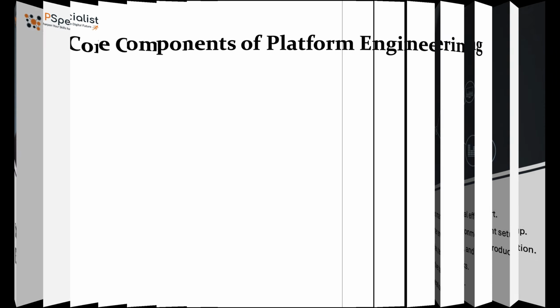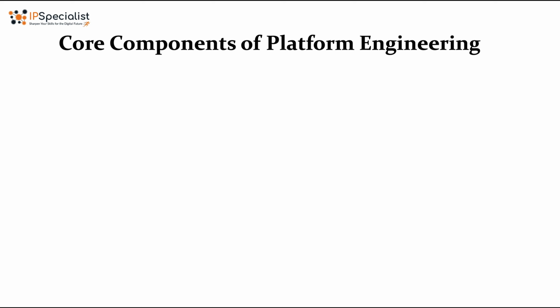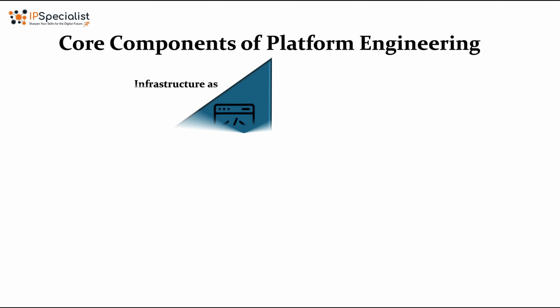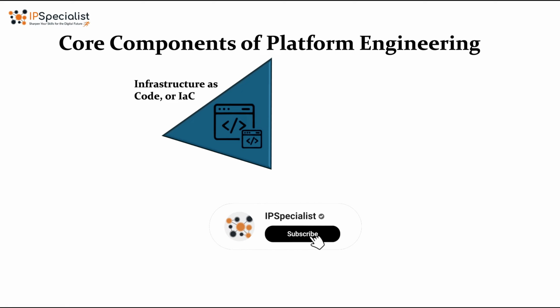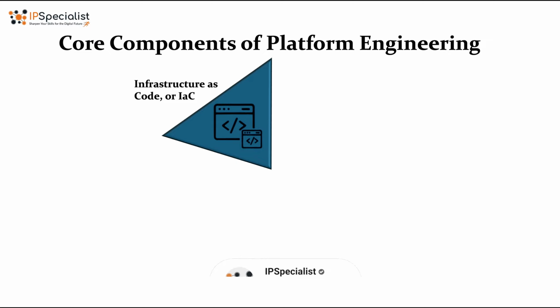Now that we understand why platform engineering matters, let's look at its core components, the building blocks that make it all work. First, infrastructure as code, or IaC. This is where we automate the entire environment setup using tools like Terraform or ARM templates. Instead of manually creating servers or networks, everything is defined in code, making deployments faster, repeatable, and version controlled.